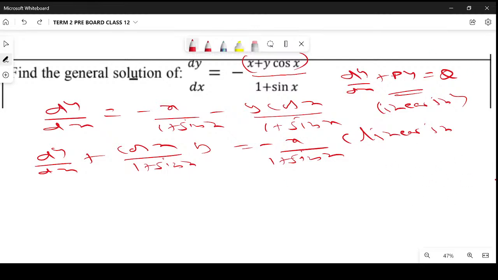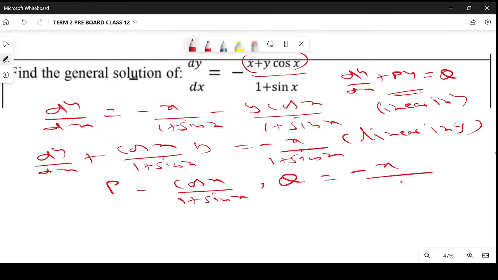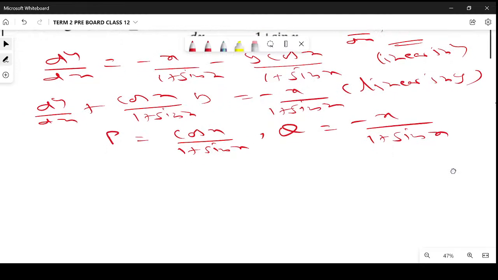Correct. Now you can see now. I can write now, I convert this one linear in y. Now compare, this is P is equal to, if we compare this here I can write P is equal to cos x by 1 plus sin x, Q is equal to minus x by 1 plus sin x. Now, when it is linear, you should find integral P dx.